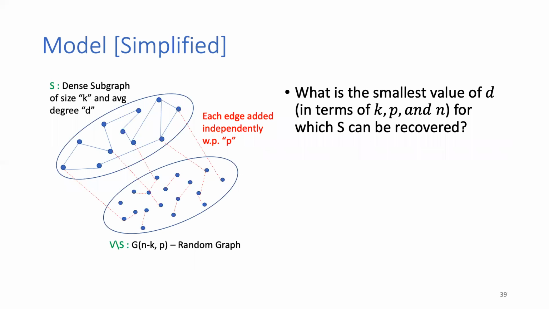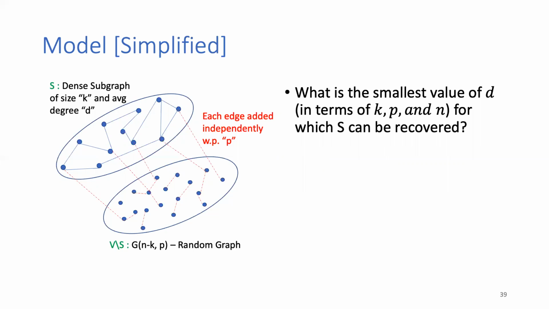So you can restate this particular problem. What was our problem? The problem is to recover S. So we can restate this problem as: what is the smallest value of d, in terms of k, p and n, for which S can be recovered?